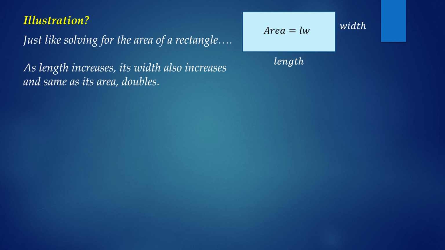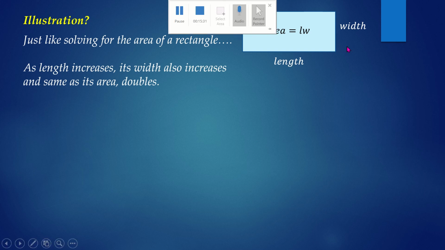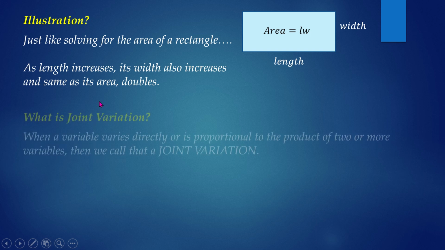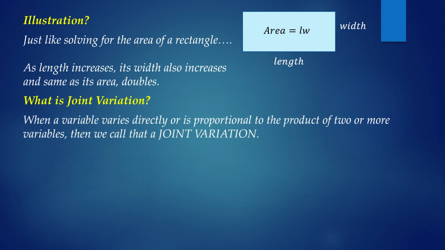Example kung magpahimo ta og lamesa, table, the top portion of the table is a good example of a rectangle, no? Ang kilid mao ang width, ug ang atubangan mao ang length. So as the length increases, its width also increases, and so does its area. Ang iyang area mo-double. So why are we talking about this example sa rectangle?